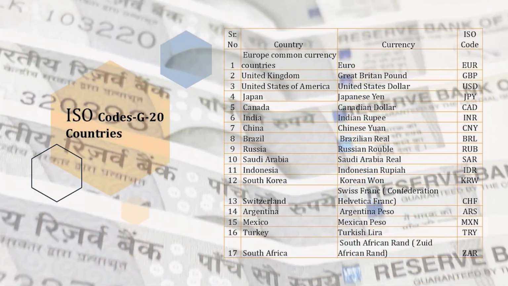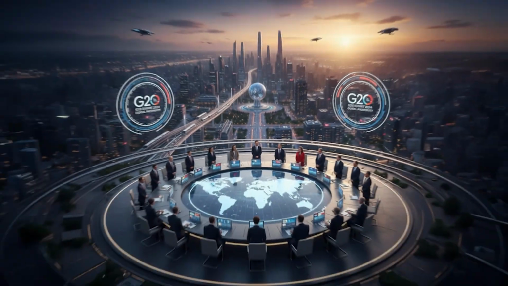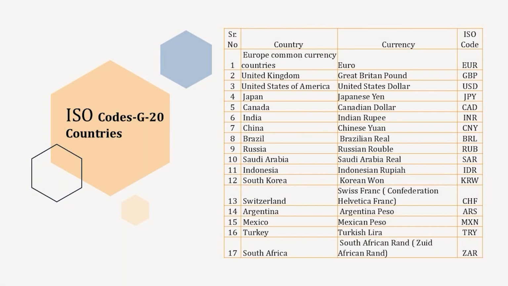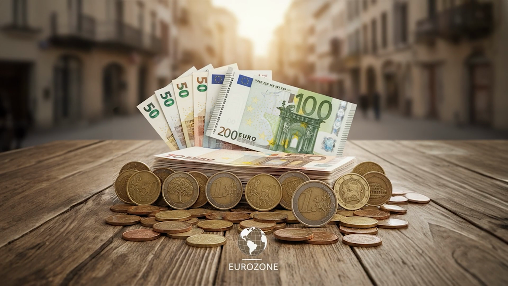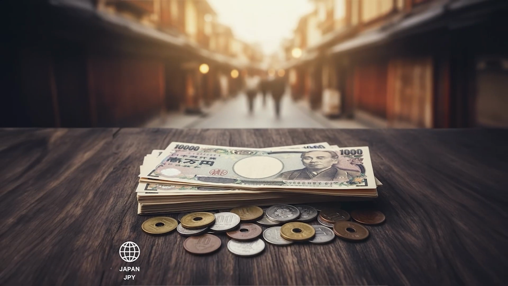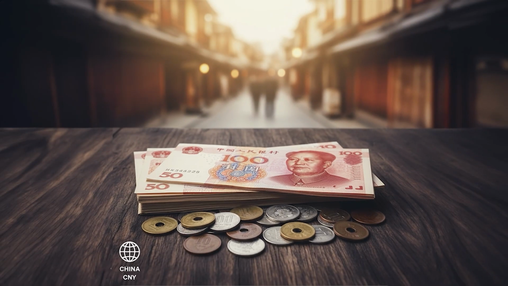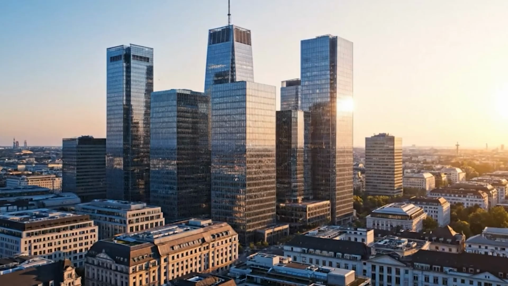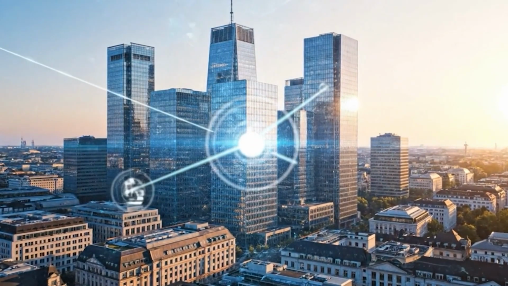On this slide, you can see the list of G20 members and their ISO currency codes. For instance, Eurozone countries use the euro, EUR. Japan uses the yen, JPY. China uses the renminbi, CNY. India uses the rupee, INR. This standardization is critical because it eliminates confusion in FX trading, where multiple countries may have similar currency names.